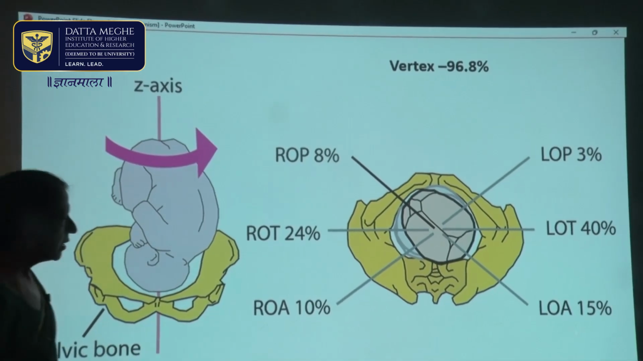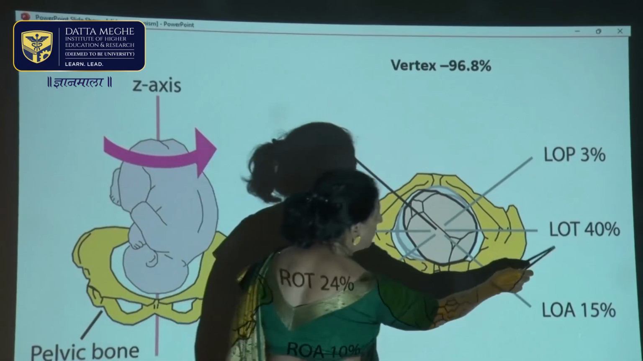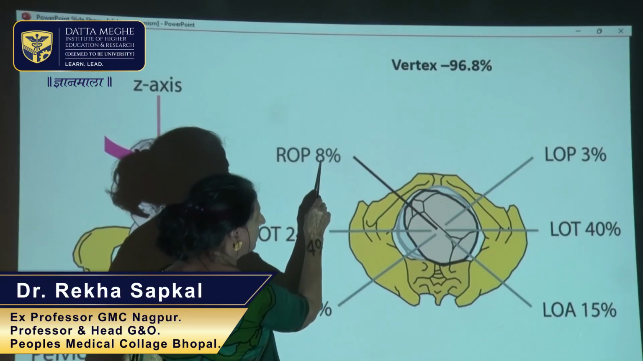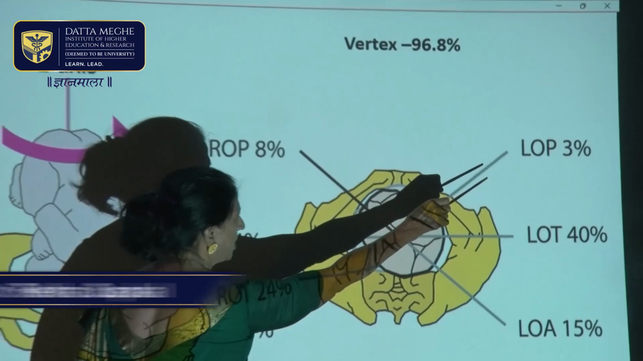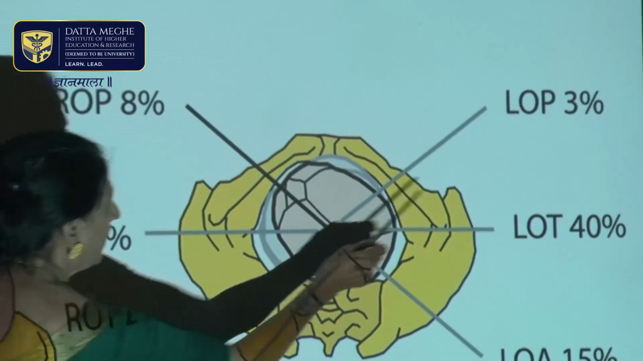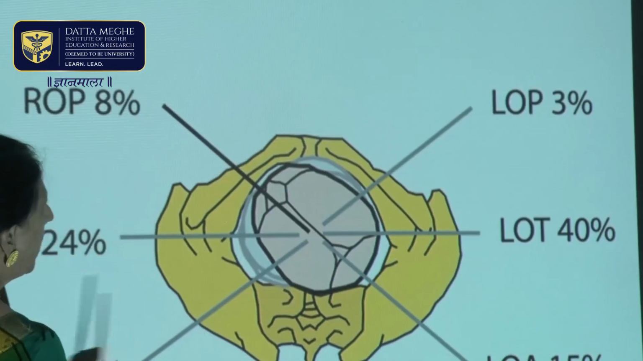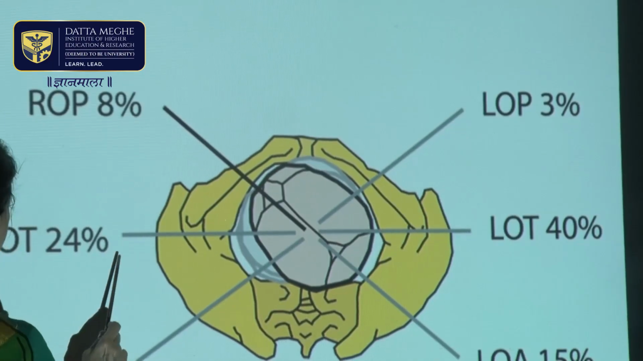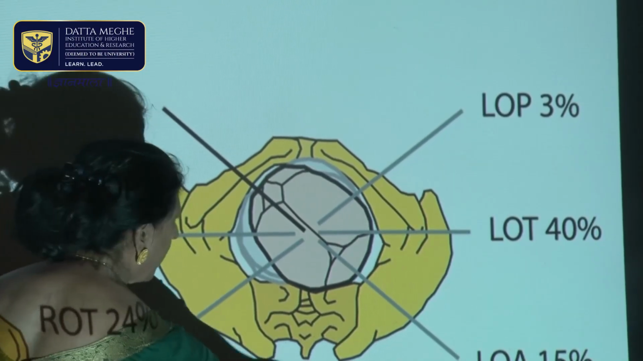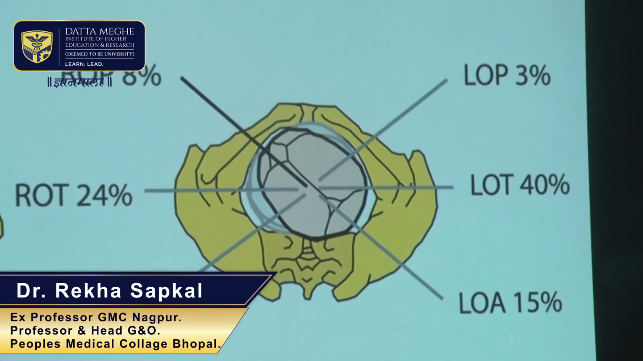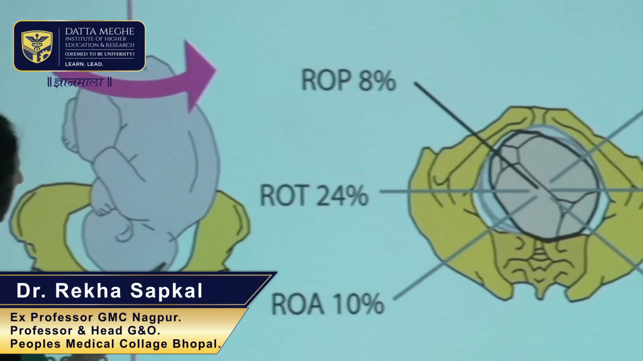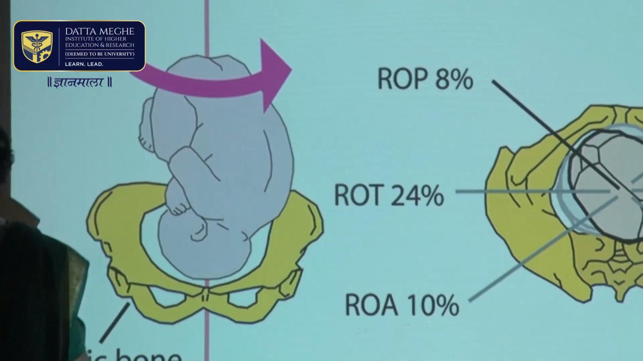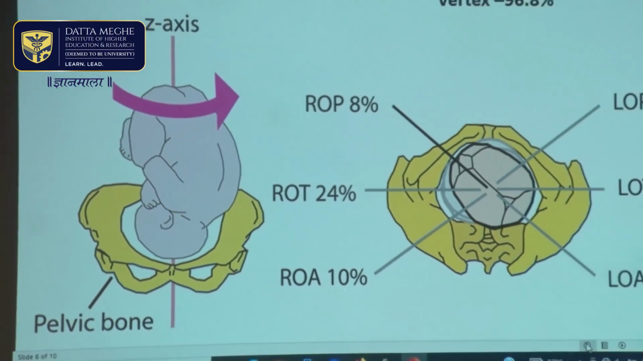For MCQ purpose, remember the commonest transverse position is 40%, LOT. The commonest posterior position is ROP, 8%. Left is 3, posterior is 3%, this is 8%. So remember like this, 3, 8. Now here 40% is the commonest position, vertex presentation position. This is the position we described. This is 24%, LOA 15%, this is however little less, 10%. So this is how the position is described, position of the occiput. All the positions are described in relation to the central axis of the spine, the vertical line.